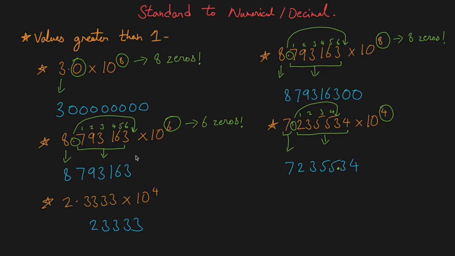So this was for the values that are greater than 1. So what will it be for the values that are less than 1? We will talk about that, shall we?